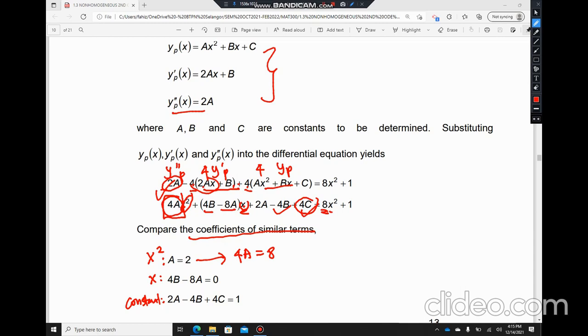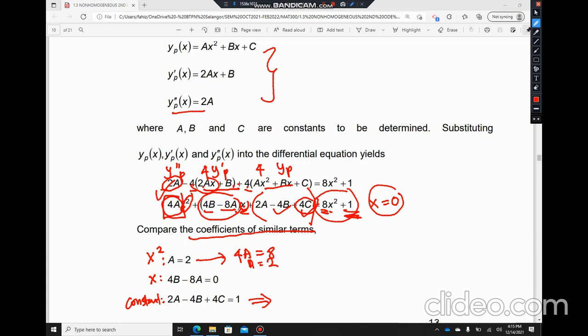And then kita ambil pula x. Okay, kita ambil coefficient x. Kita tengok kat sini. Sebelah kiri kita ada 4b minus 8a. Sebelah kanan kalau kita tengok function x dia tak ada. So kita assume dia kosong. So that's why 4b minus 8a equals to 0. Okay, then that's why a equals to 2 kan. Okay, then yang ketiga kita ambil constant. Sebelah kiri constant ada 3 ni. 2a minus 4b plus 4c. Okay, so sebelah kanan dia ada constant 1. So that's why 2a minus 4b plus 4c equals to 1.